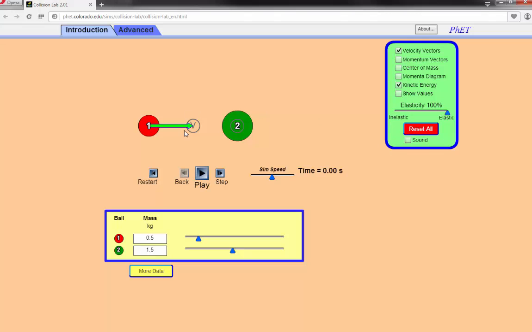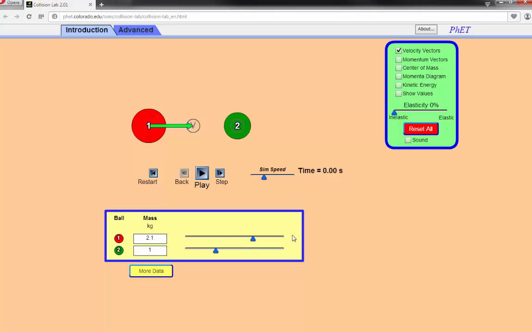So let's go ahead and restart that. And this time we're just going to show the velocity vectors at 0% elasticity. And I'm going to go ahead and make the two objects be the same mass so that we can see this a little more clearly. So ready, set, go. And now they're stuck together and they have basically the same velocity vectors.